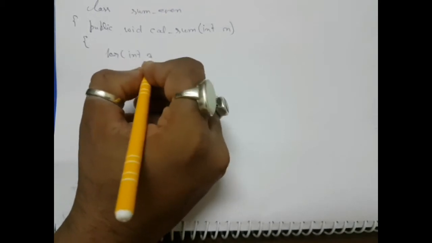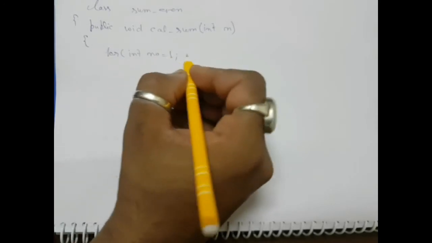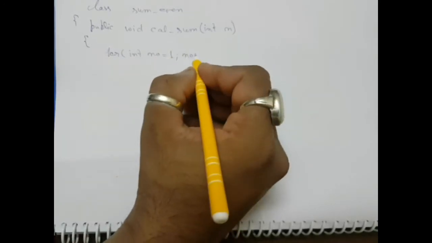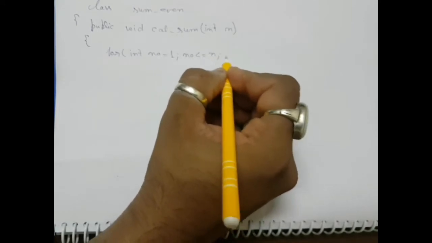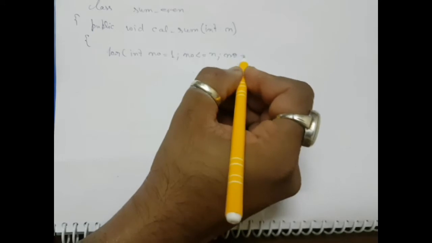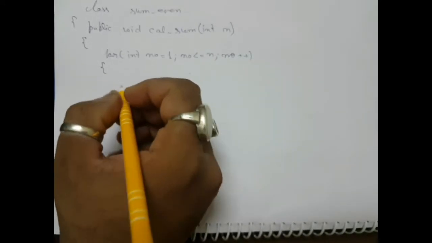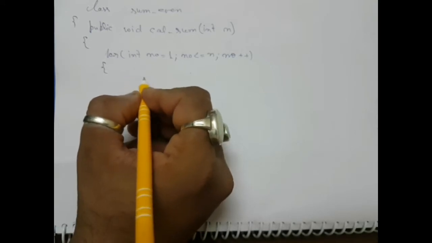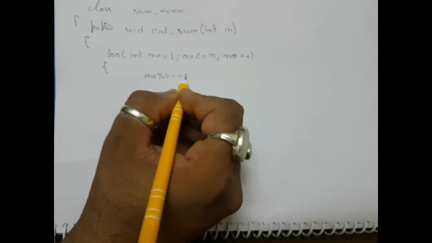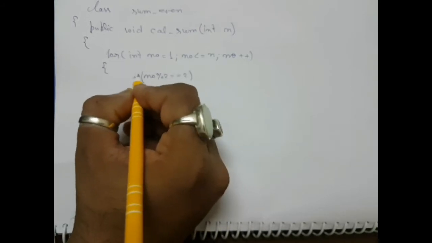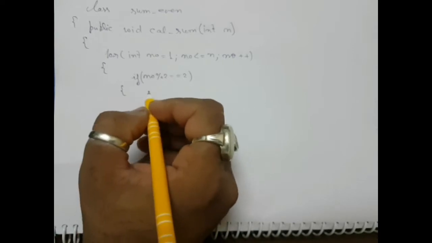So int no, I use the previous variable which I have already taken. Now no up to less than equal to n, and no is increased by 1. Now students, I have to check if the no is divisible by 2, that means no mod 2 equals 0. Alright, then I have to perform the sum.